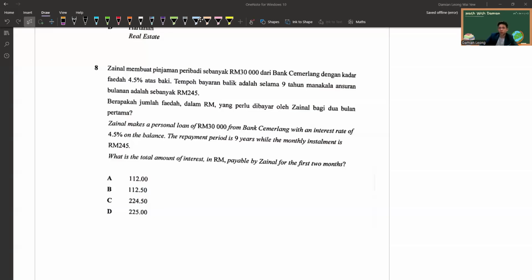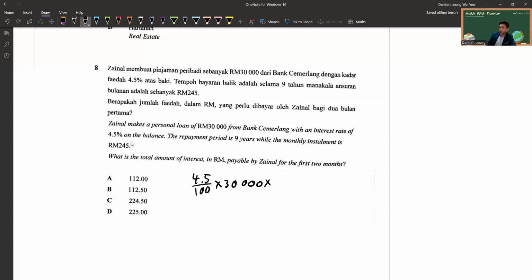Question 8. Zainal makes a personal loan of 30,000 ringgit from Bank Cemerlang with interest rate 4.5% on the balance. Means this is interest on balance. Repayment period is 9 years. Monthly installment is 245. What is the amount of interest payable for the first 2 months? So for the first month, we just take 4.5% of 30,000.